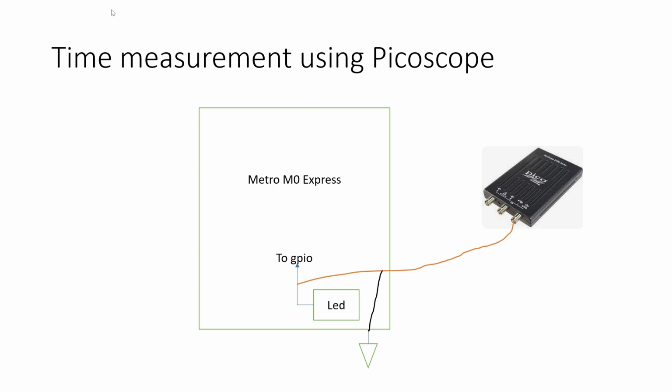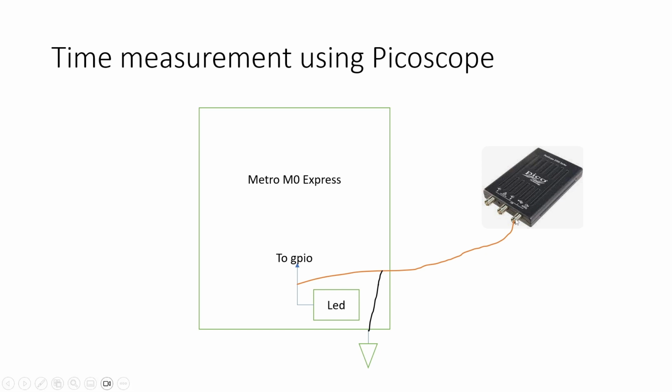So we have our Metro M0 Express board with the LED toggling code uploaded on it. We have an LED connected to pin number 13, which goes to the GPIO. So we use a BNC cable connected to our picoscope. This picoscope is connected to our laptop via the USB, and we have our picoscope app installed on our system.